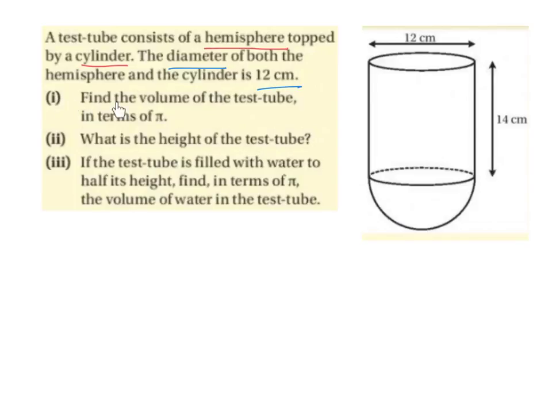Part 1, find the volume of the test tube in terms of pi. That means leave pi in your answer. Part 2, what is the height of the test tube? It's the entire height. And part 3, if the test tube is filled with water to half its height, find in terms of pi the volume of water in the test tube.